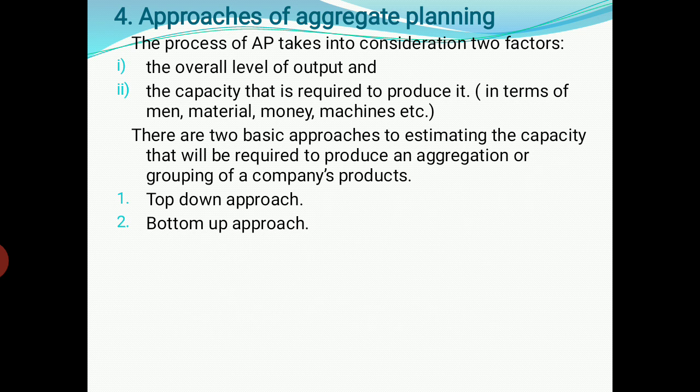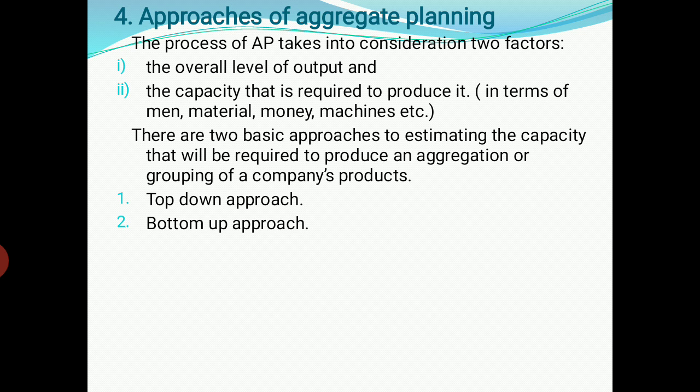That means whatever requirement we have, or whatever capacity we have, whatever manpower, material, money, machines, are we able to meet the overall output or not? These two things are to be balanced, right? So to balance these two things, there are two basic approaches to take up with this AP. You can take up the AP with two different approaches, and that is what we will learn separately, one by one, with an example, right?